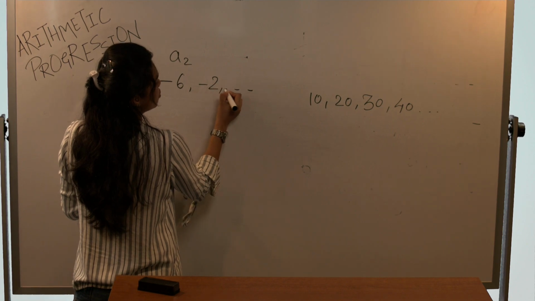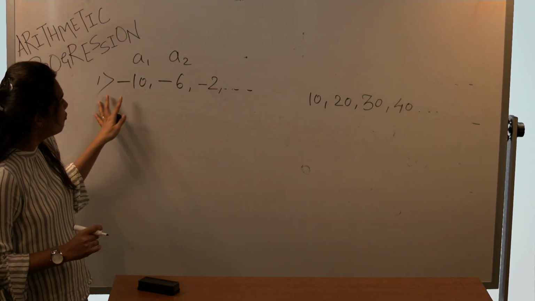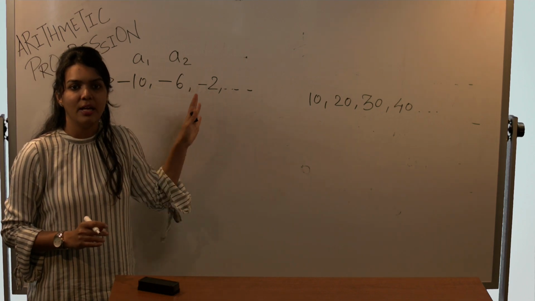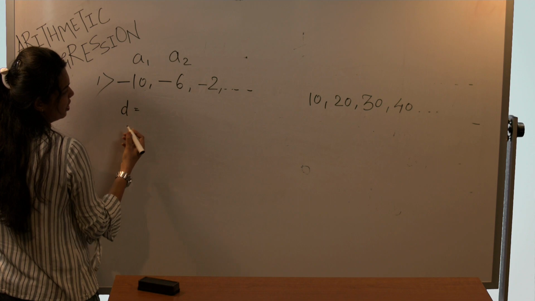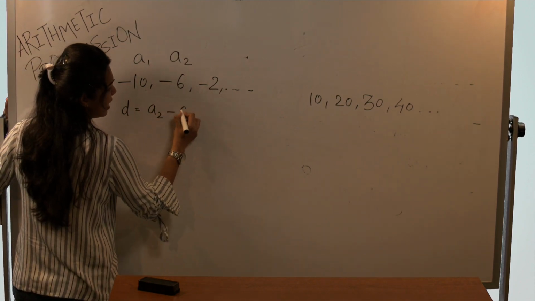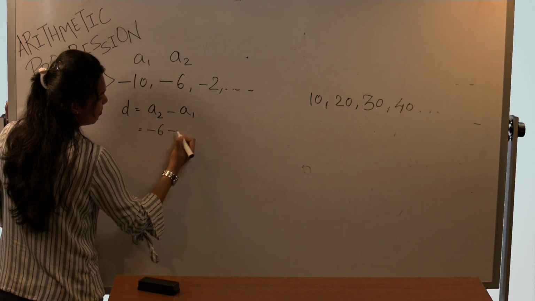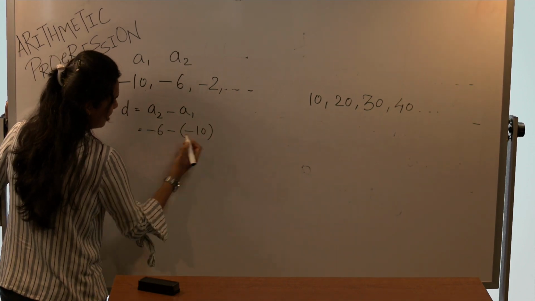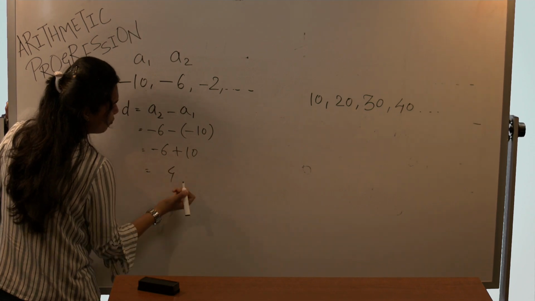So let us consider the same example. If it is minus 2 and the sequence remains the same, only I have changed the term. For this sequence you have to check whether it is an AP or not. Again, D is equal to A2 minus A1. This we have already done. A2 is minus 6, minus A1 which is minus 10. So minus 6 plus 10, 10 minus 6 will give you 4.